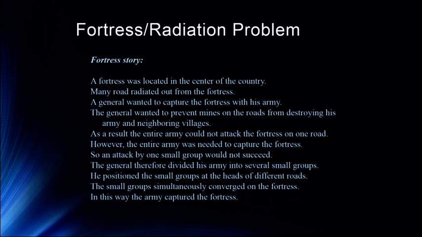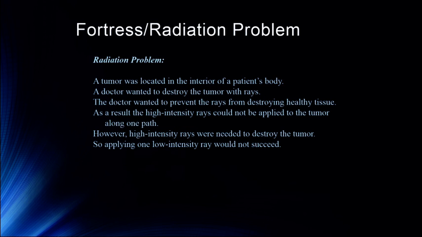As a result, the entire army could not attack the fortress on one road, but the entire army was needed to capture the fortress. So an attack by one small group would not succeed. The general therefore divided his army into several small groups and positioned them at the heads of different roads. They simultaneously converged on the fortress, and this way captured the fortress.